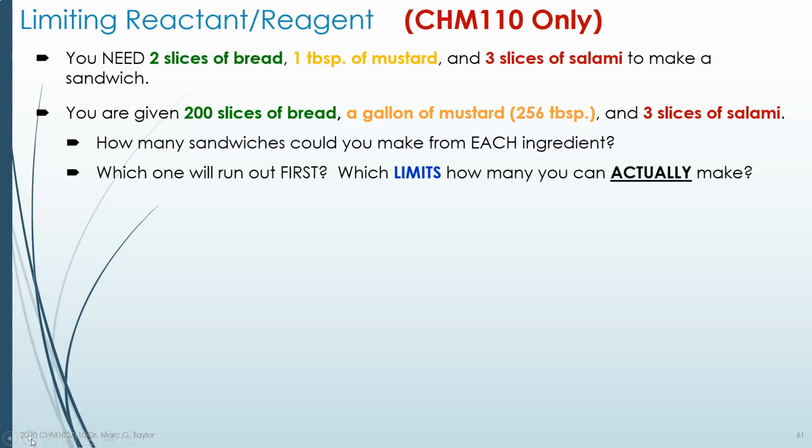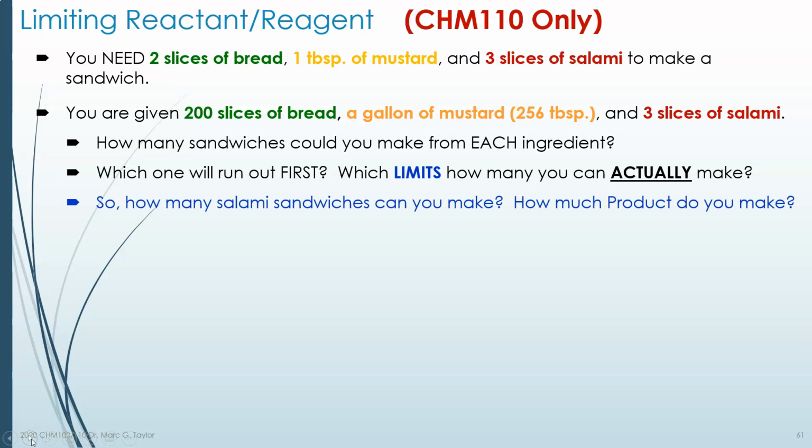We got tons of bread. We can make a lot of sandwiches. We got tons of mustard. We can make a lot of sandwiches. But we only have 3 slices of salami. It limits how many salami sandwiches we can make. It limits it to 1 in this case. So, how many can we make here? We can only make 1. And that we can think of as the product in our chemical reaction.